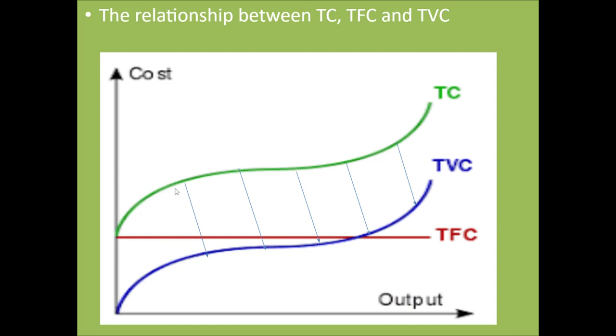Total cost curve then keeps on increasing first at a diminishing rate till here, and then at an increasing rate it keeps on increasing. Remember students, the gap between the total cost curve and the total variable cost curve is equal to total fixed cost.